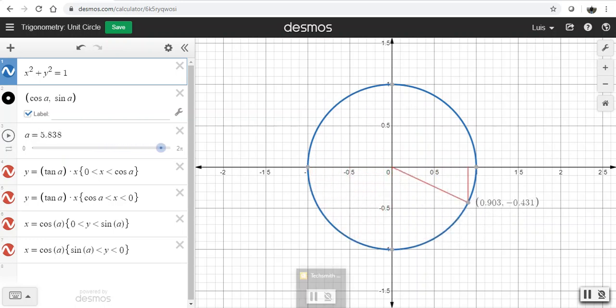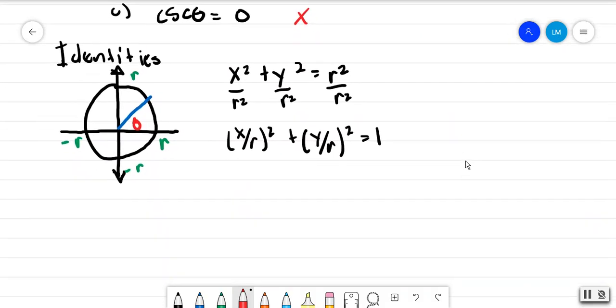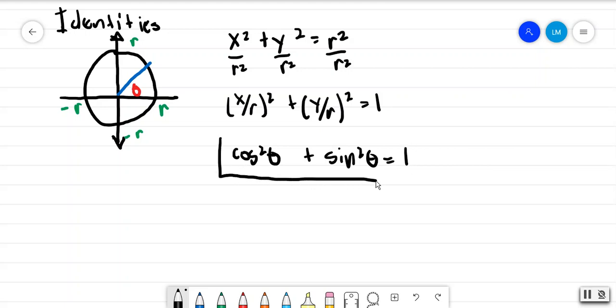Okay, now furthermore, what we could probably do is reduce this even further. Now notice that basically this reduces to cosine squared theta plus sine squared theta equals 1. Well, this is one of your first identities.